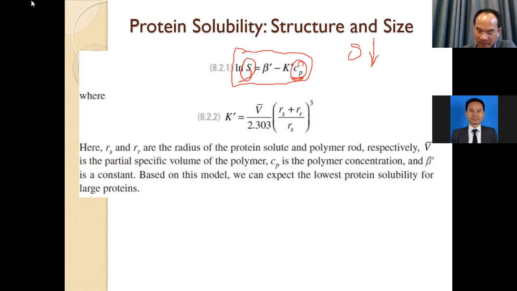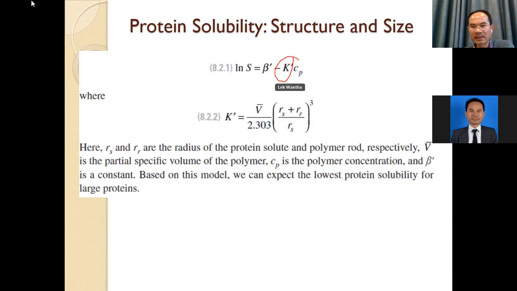Also, the solubility depends on the K parameter. This K parameter is a function of the radius of the protein and the radius of the polymer, RS and RR, and also a function of the specific volume of the polymer. Beta is a constant that we can obtain from experiments.